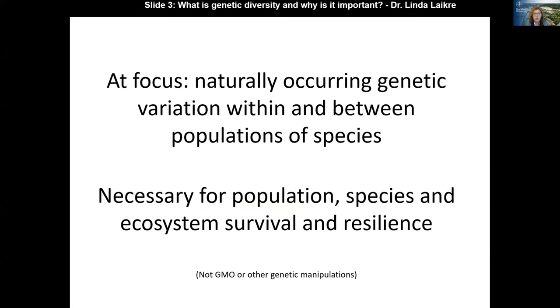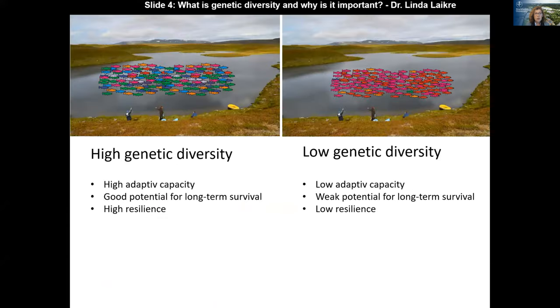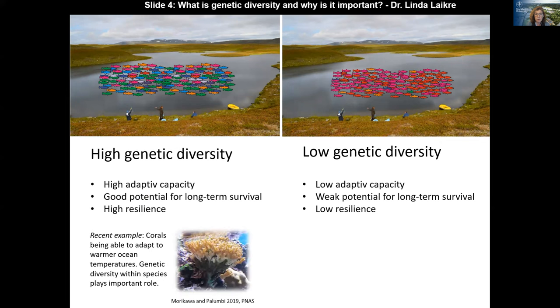And our focus here is naturally occurring genetic variation within and between populations that's necessary for survival and resilience. And important to stress that we are not focusing on genetically modified organisms or any other kind of manipulations, but rather naturally occurring variation. And it's been shown from decades of scientific research that high genetic diversity, again symbolized with colors here, is connected to high adaptive capacity, good potential for long-term survival, and high resilience, whereas the opposite goes for low genetic diversity. Populations where the genetic diversity has declined show low adaptive capacity, weak potential for long-term survival and low resilience. There are many examples of these connections, and we have policy briefs where you can read more.